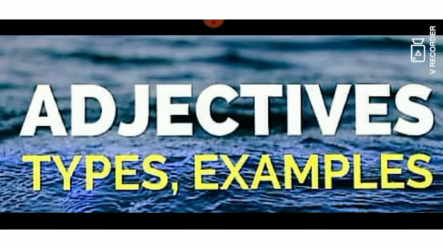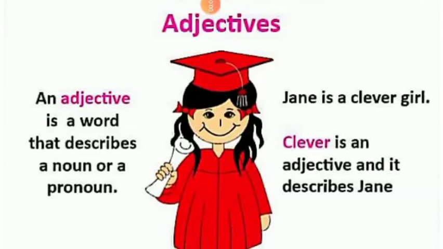So, in today's video, we are going to see adjectives, the kinds of adjectives, and their examples. Let us see what an adjective is. An adjective is a word that describes a noun or a pronoun. You all know what a noun is, right? Nouns are persons, places, animals, and things. So, we are describing a noun with a word. Already we did an exercise, right? So, a word that describes a noun is called an adjective.